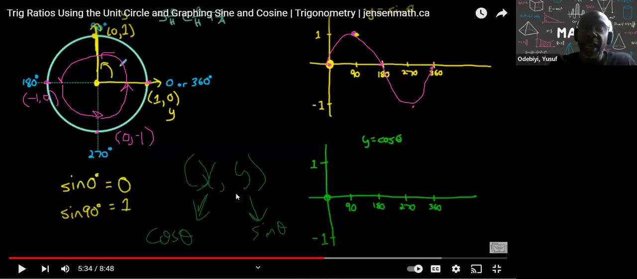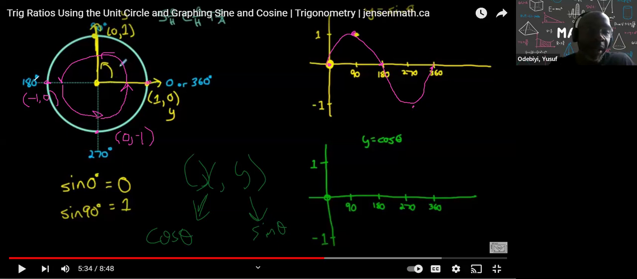So if I know my angle, say my angle is 0, each of these are x and y, or cosine theta and sine theta. If I plug in angle 0 for sine theta, then my y value is 0. If I plug in my angle of 90 degrees up here, then my y value is 1.